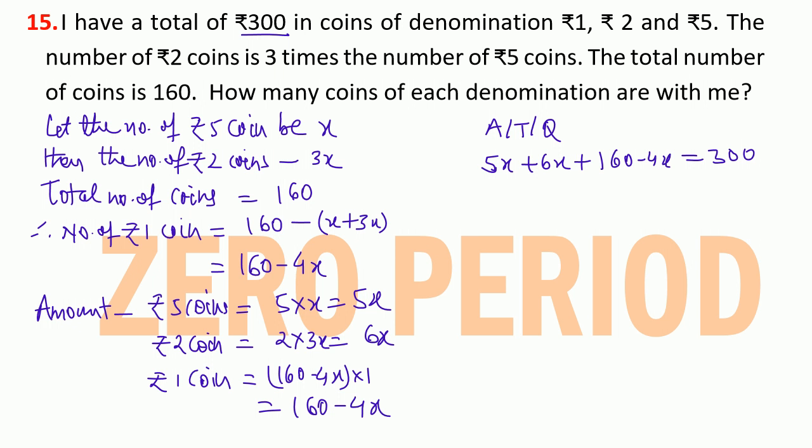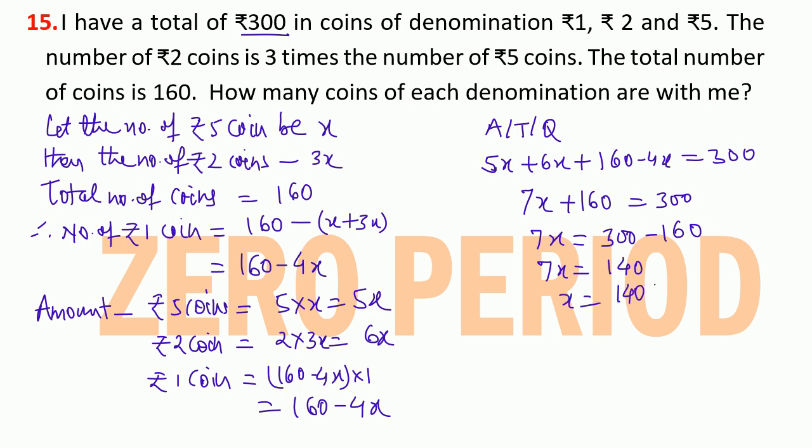So this 6x plus 5x, 11x, 11x minus 4x, it is 7x. So this will be 7x plus 160 is equal to 300. So 7x is equal to 300 minus 160. This 160 transposed to right hand side and it becomes minus. So 7x is equal to 300 minus 160 is 140, and then x equal to 140 divided by 7, it is 20. This is the final value of x.